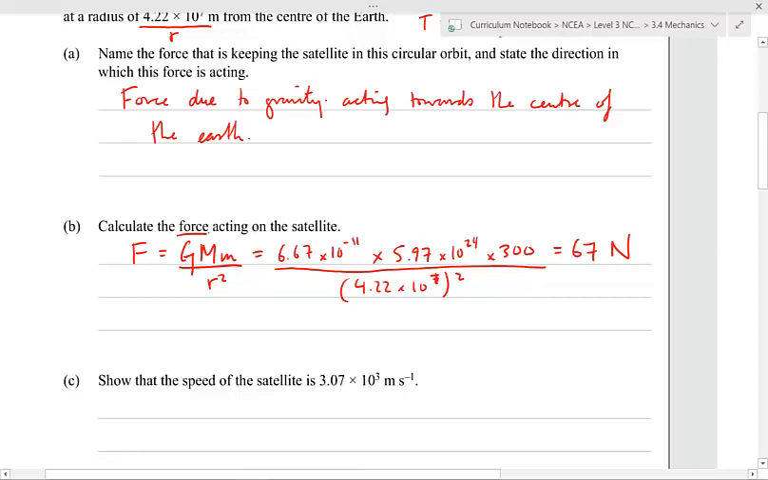It said the force, it didn't say the size of the force, so we should really say downwards towards Earth's center.